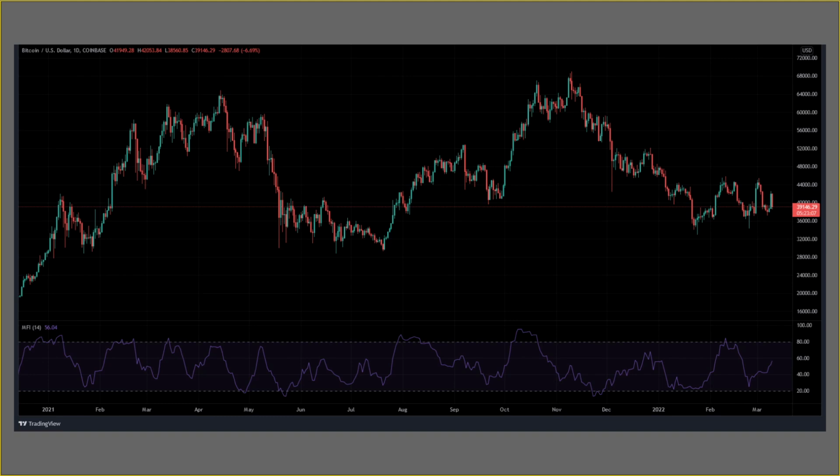Here's an example of the MFI. This is on Bitcoin to the US dollar on the daily chart. And as we see, as the MFI comes down, it gives an indication that overall volume is decreasing, and particularly selling volume is decreasing. Whereas if the MFI is increasing, we see a potential area that volume is increasing and that money is flowing into the market at some point.